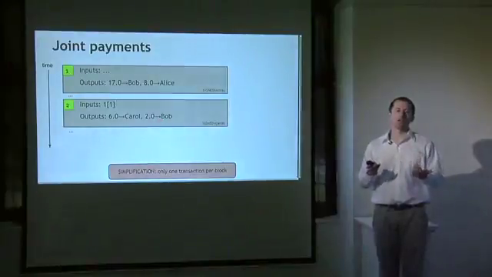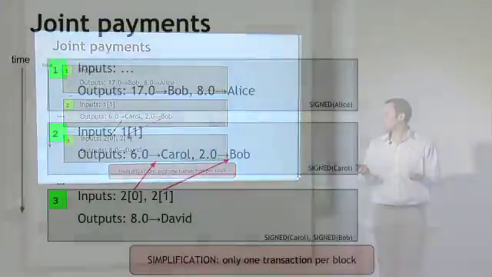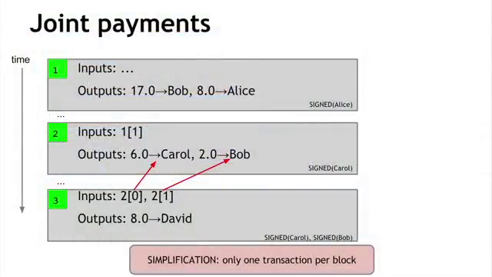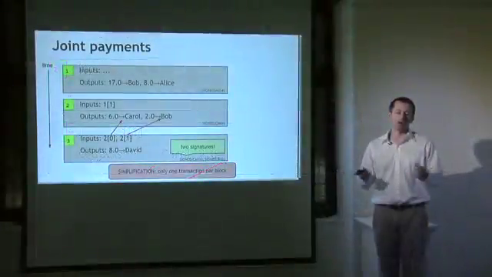Similarly, we can do joint payments pretty easily. So let's say that Carol and Bob both want to pay David. We can have a transaction with 2 inputs that are actually owned by 2 different people and combine the value and pay all 8 coins to David. And the only extra thing here is that since the 2 outputs that are being claimed here are owned by 2 different people, we're going to need 2 separate signatures, one by Carol and one by Bob.